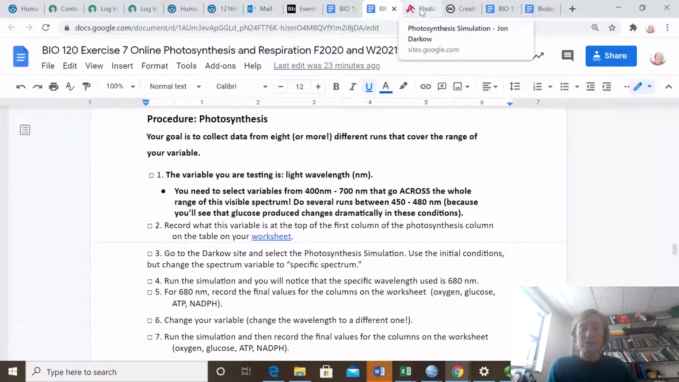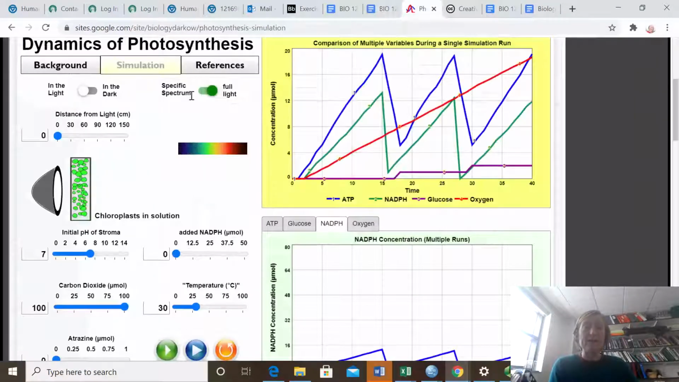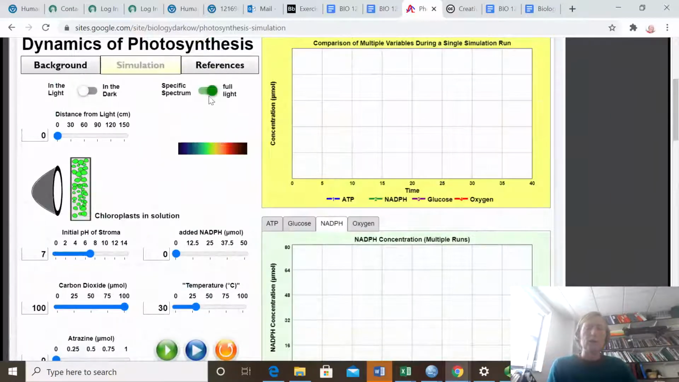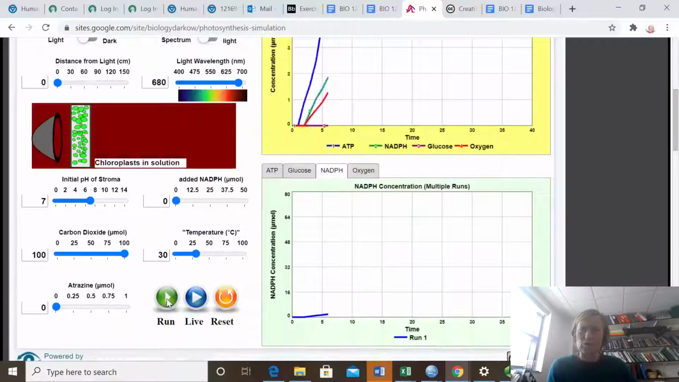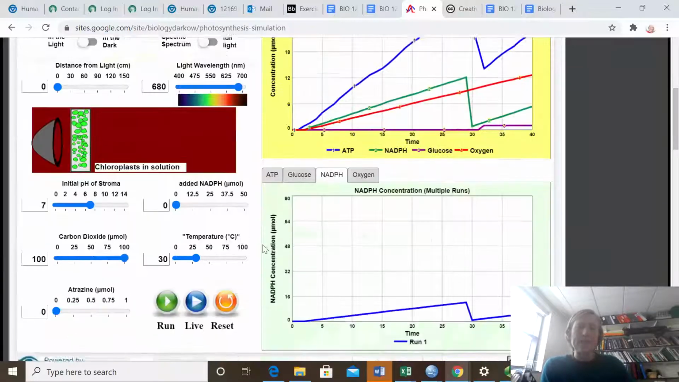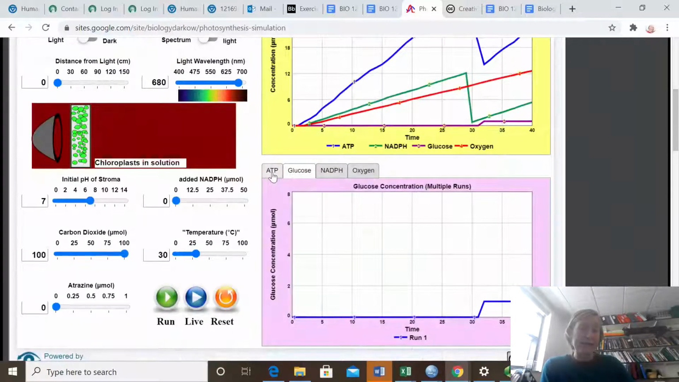So in your photosynthesis simulation, you are going to be varying the specific wavelength. Let's reset this a minute. It doesn't say what specific wavelength we're using in this first experiment, but if I run it, it tells us that the specific wavelength was 680 nanometers. So we're talking kind of reddish light, if you will, all right? And you can record the data for 680 nanometers for each of these 4 components.